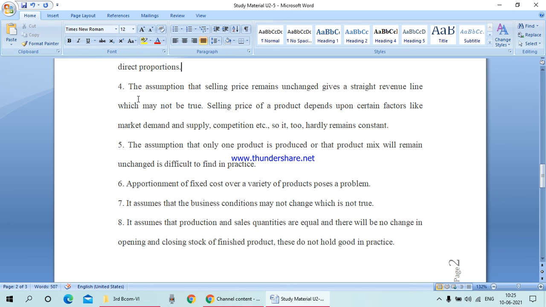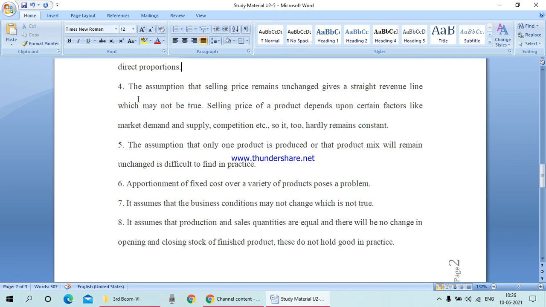The assumption that only one product is produced or that product mix will remain unchanged is difficult to find in practice. Again, one of the assumptions of break-even analysis is that only one product or a product mix is engaged by the organization. So definitely it is not true. Then apportionment of fixed cost over a variety of products poses a problem.